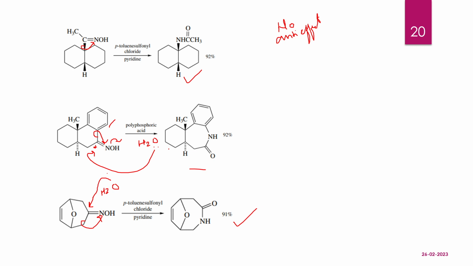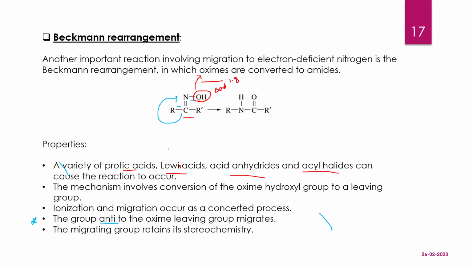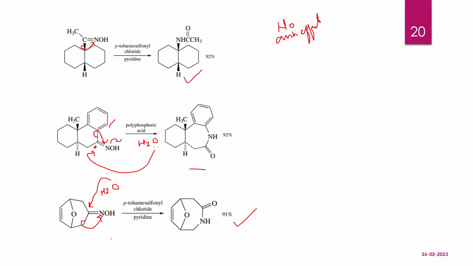Just try to learn the stereochemistry, and the major thing I have highlighted again and again: when this shifting happens, the stereochemistry of the migratory group is retained. The stereochemistry of the migratory group is retained. This is one of the major things to be noticed. So you have to consider that, and I think this much is enough for the nitrenes.